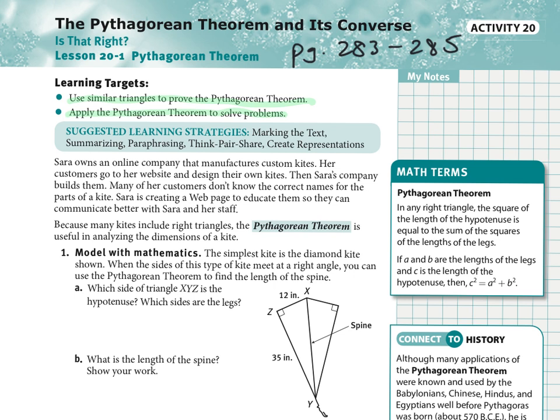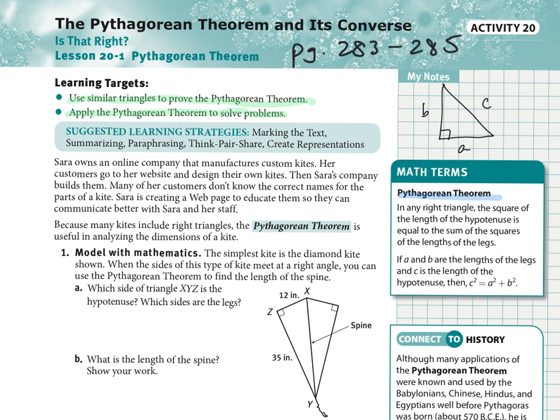Now let's look to the margin at the right to read what the Pythagorean theorem is again. In any right triangle, the square of the length of the hypotenuse is equal to the sum of the squares of the lengths of the legs. So if A and B are the lengths of the legs in a right triangle, let's draw a picture to show this. So here is our hypothetical right triangle, and let's say we have A and B as the legs of our triangle. C will be the hypotenuse.